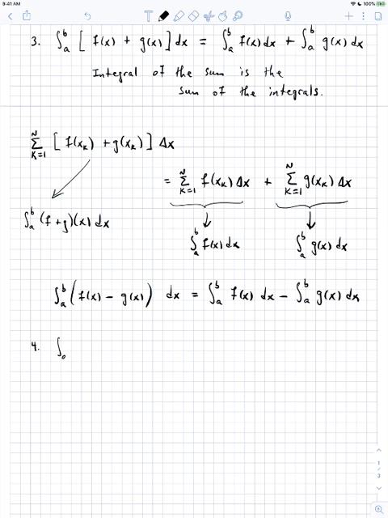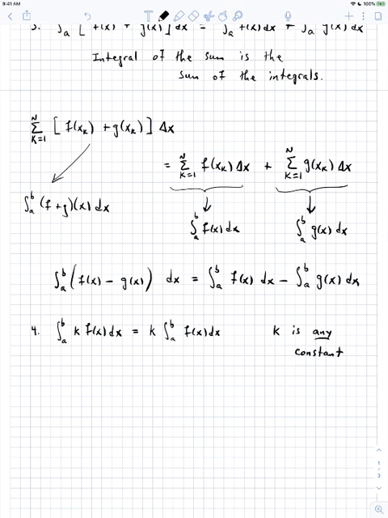Namely, it says the integral from a to b of k times f of x dx is equal to, and here k is a constant, k times the integral from a to b of f of x dx. K is any constant. So if you have a definite integral, you can take a constant multiple out. If you're multiplying by a constant, you can take it out. Why is this true? This is true for the same reason as the others, because it's true for sums.